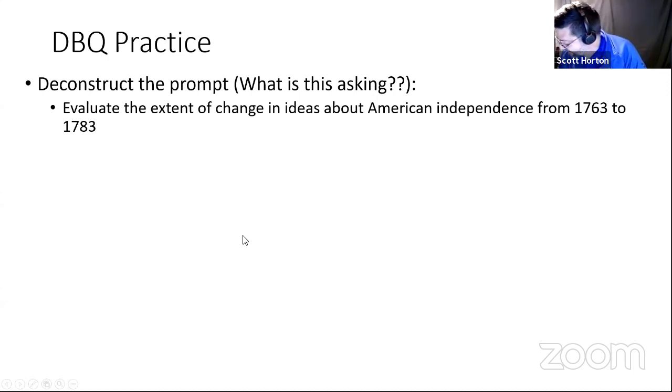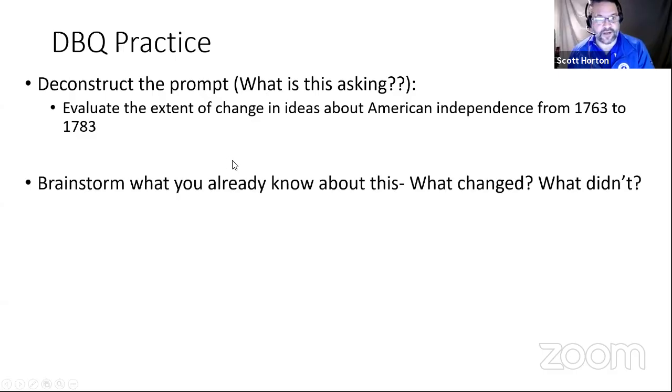Jake Dew, good job figuring out what John Locke originally said that Thomas Jefferson changed. Locke, of course, talked about life, liberty, and property. Jefferson changes that property to pursuit of happiness. So our question here is, how much do the ideas change in the period we're really talking about here?